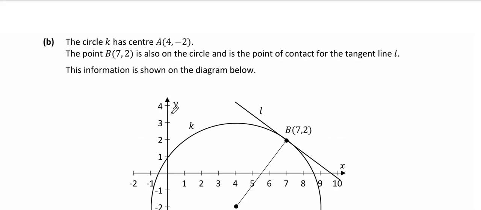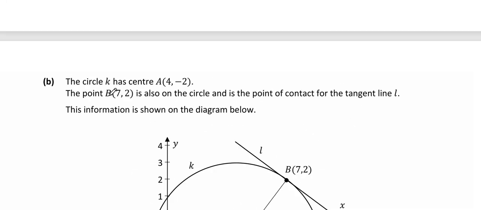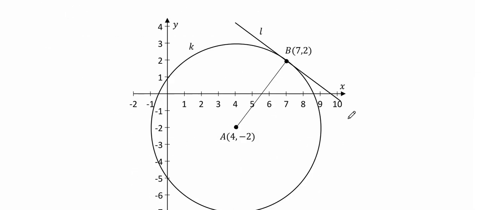So part B here, the circle K has centre (4, -2), you can see that there, and the point B (7, 2) is on the circle. It's also showing a point of contact, so it's for the tangent line L. So then it says information is shown on the diagram below. Something to note here, if this is the tangent line, it is perpendicular to a line drawn from the centre to that point of contact.